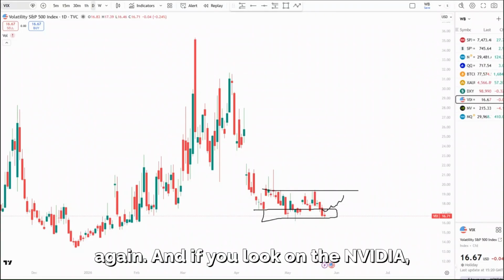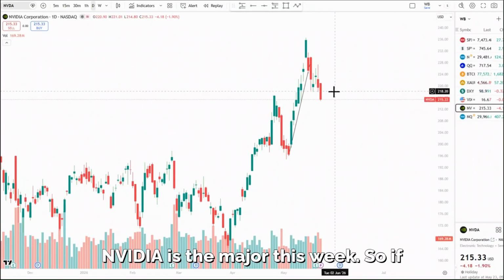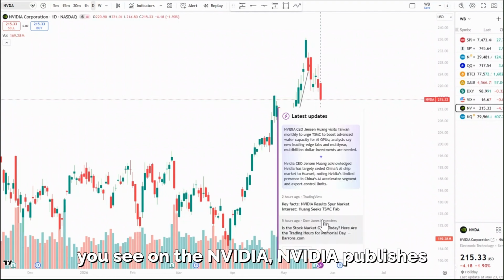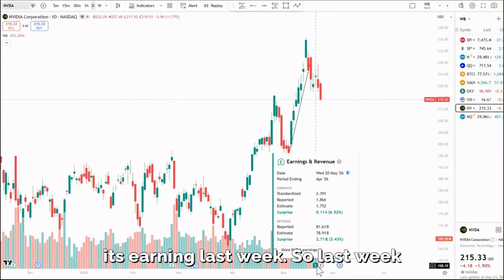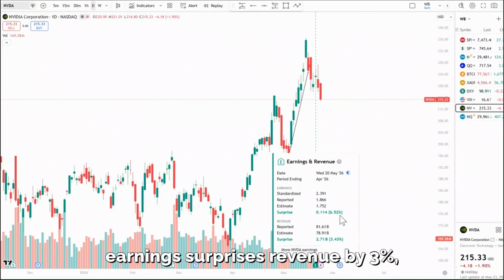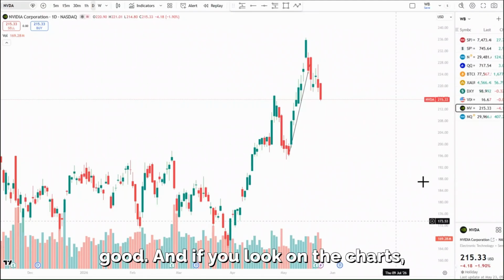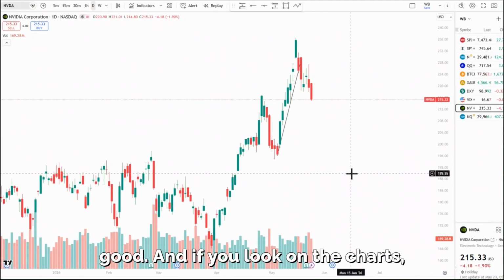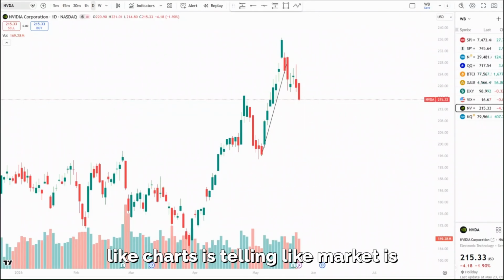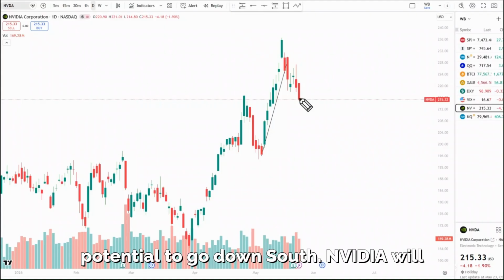And if you look at Nvidia, it is the major stock this week. Nvidia published its earnings last week, and the earnings were very good, surprising on revenue by 3% and on earnings by 6.5%. But if you look at the charts, the chart is telling us the market is turning around, and the QQQ still has potential to go down.